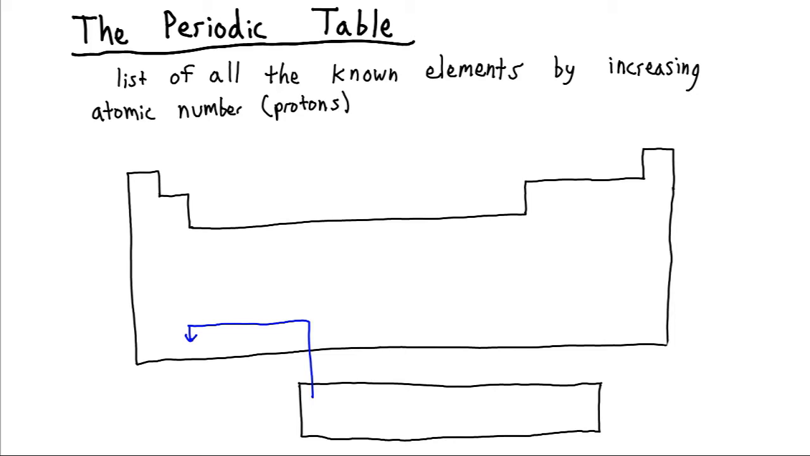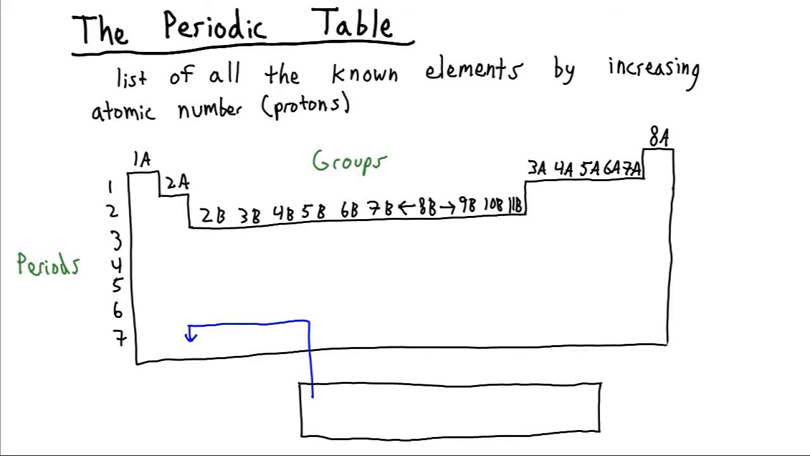It lists all of the known elements. It does so by increasing atomic number. So start off, the first element is hydrogen, which has 1 proton, then helium, which has 2 protons, and you would continue going through the periodic table. This builds a series of rows, which are the periods of the periodic table. So there are 7 of those, and there are 18 groups, the columns of the periodic table going across.